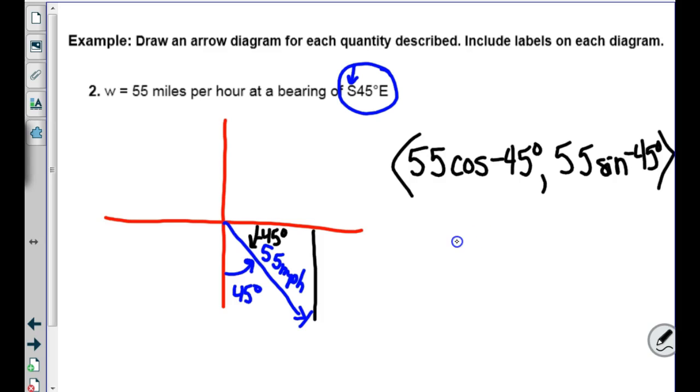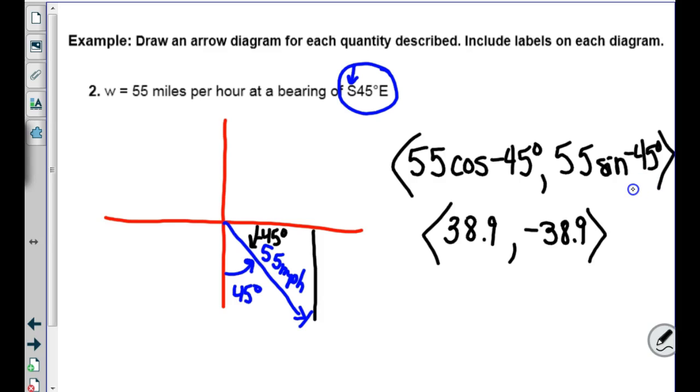I don't know what decimal we get. Anybody? 0.5. Okay. And that should be for both, right? 38.9 for this one as well. But the y component is going down, so I'm going to put a negative. And it should have turned out negative when you typed it in here.